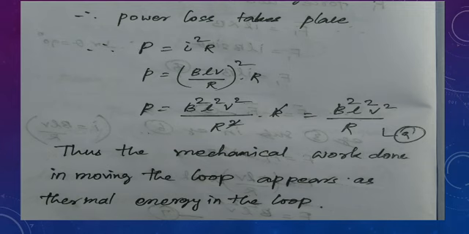Yes, the power loss is B square L square V square divided by R. So the mechanical work done in moving the loop appears as thermal energy in the loop. The 9th equation gives this conclusion. So this is the conservation of energy.